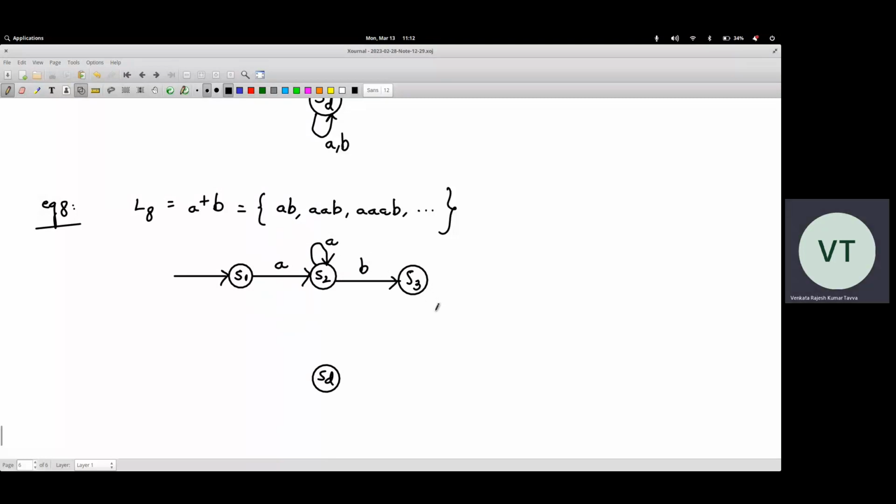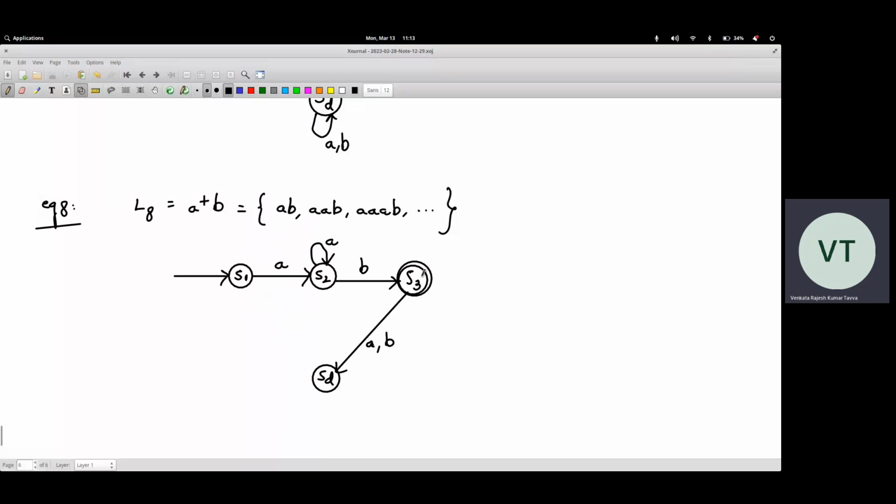Now S3 is not about I should see at least one B. S3 means I should see only one B. If I see any more B's, I should go to dead state. Okay. So in S3, if I see a B or any more, I should not even see an A after B. So if I see an A or B, I should go to dead state. S3 is the accept state.